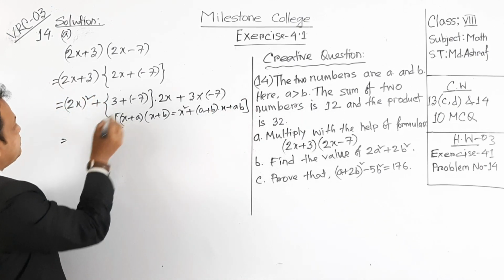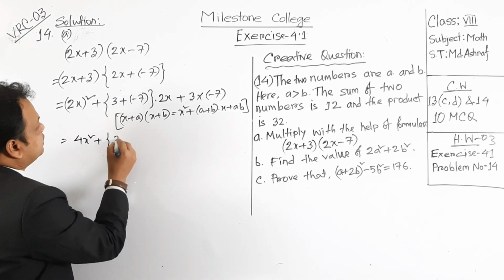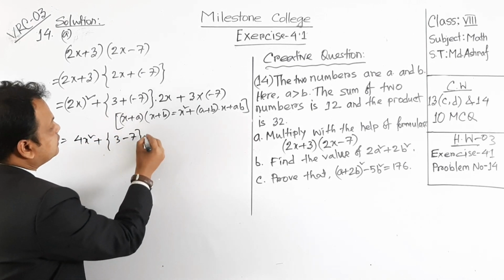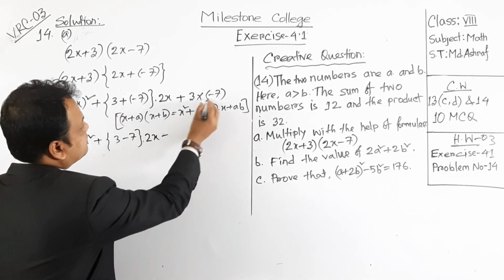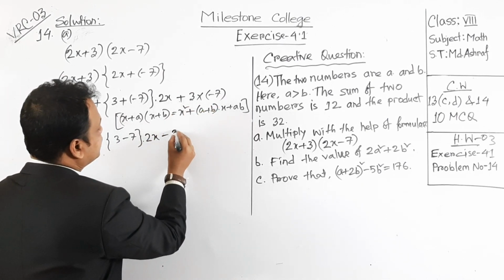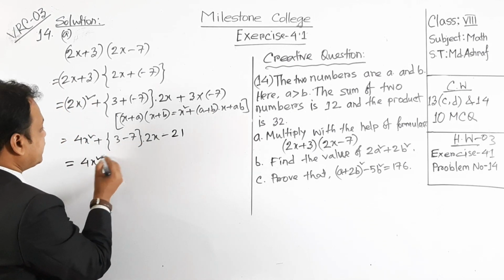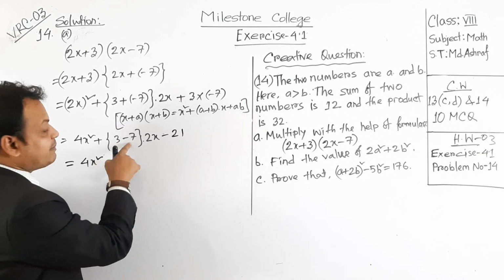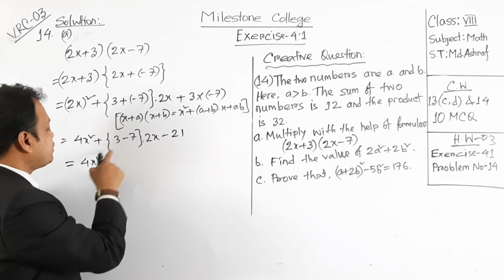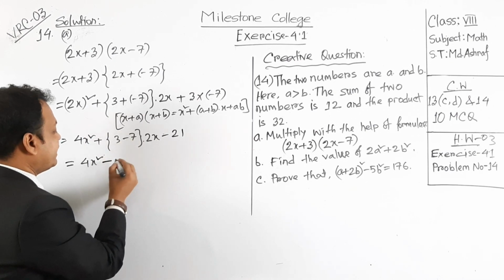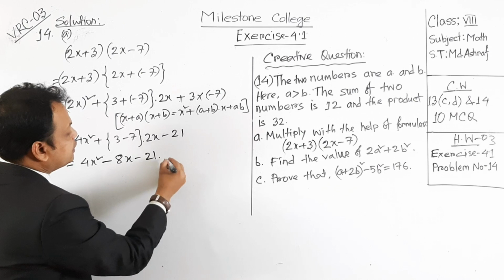Now simplify 2x square, it will be 4x square plus 3 minus 7 into 2x minus, plus minus will be minus, 3 and 7 will be 21. So write it here. Now equals to 4x square plus 3 minus 7. It will be minus 4. Plus minus will be minus 4 and 2 will be minus 8 and x, 8x minus 21. So this is the answer.